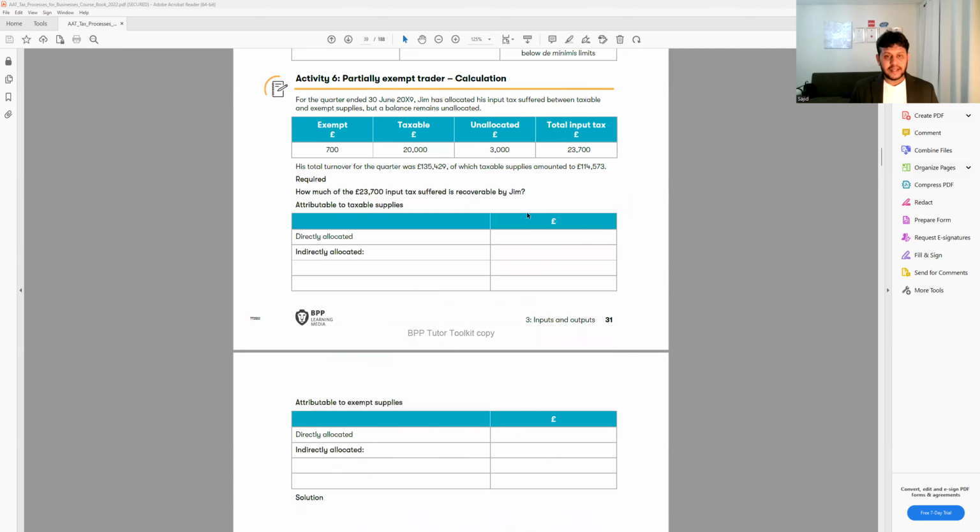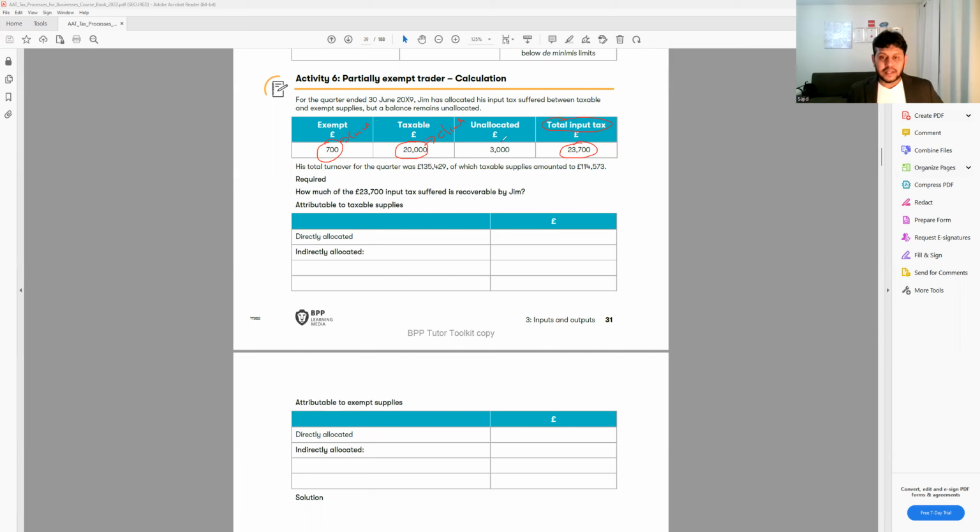They are talking about partially exempt traders. So we'll look at this question, activity 6. Here, this person sells both taxable and exempt supplies, and the total input tax, which means total VAT for this period, is 23,700. This is the total VAT for the whole quarter. Out of this 23,700, 20,000 is taxable. This one is very clear, only for the taxable, so I can claim everything. Then exempt is 700. I cannot claim it, because I know this one is exempt.